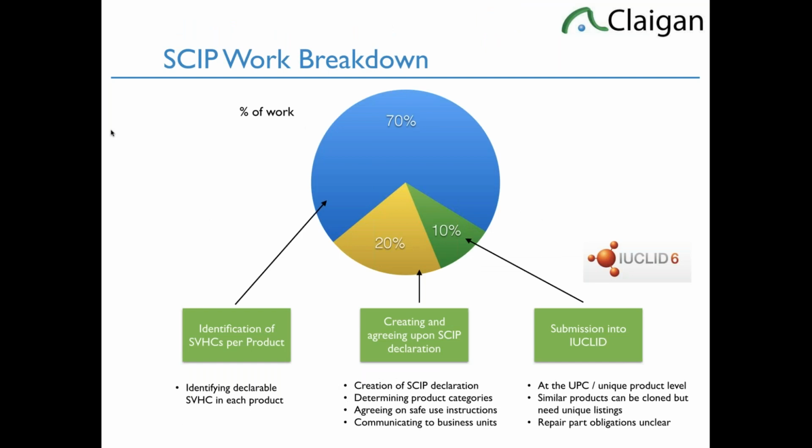Now, so many people have been stuck on, oh, I have to upload this stuff in IUCLID. The uploading in IUCLID is easy. That's why we recommend doing one first. Most of the work will be actually identifying the SVHCs in your product. So many companies are like, can you do a SCIP declaration? Sure. I just need your product level REACH SVHC declaration. Oh, I don't have one.